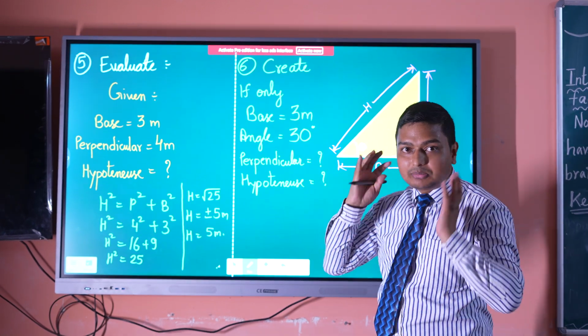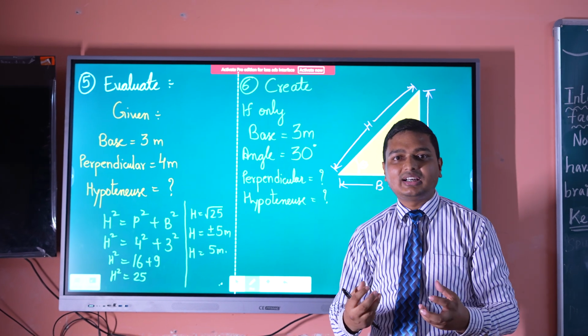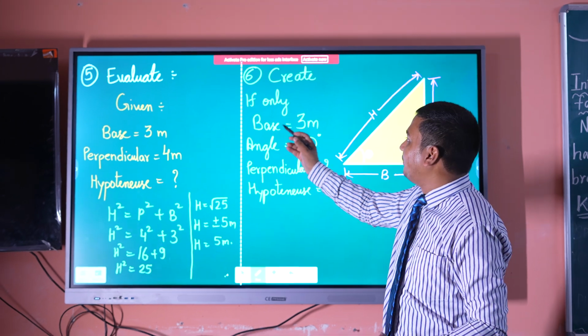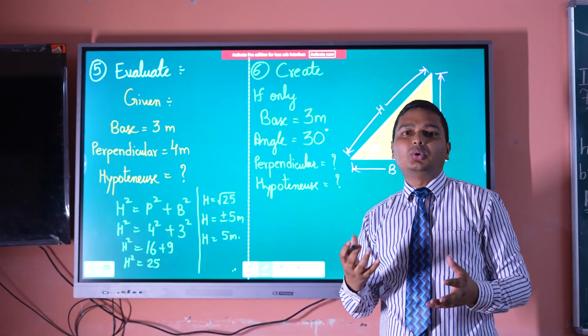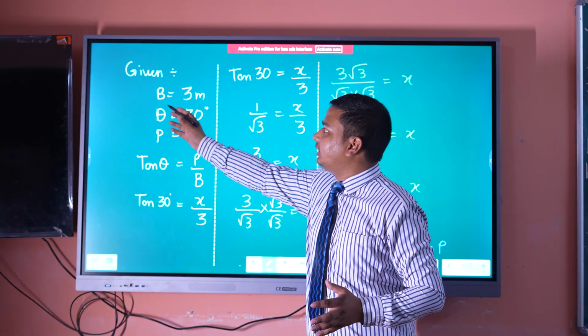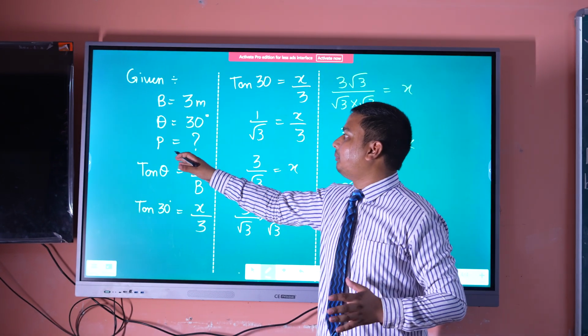So now the create level means something creative. We are going to provide questions to the students, and by that the student will understand how to solve it. The question I have given them: only the base is provided as 3 meter, the angle is provided as 30 degree, and the perpendicular I don't know how to calculate. In that condition, how will I calculate? Let me give you the example. Base is equal to 3 meter, theta is a random angle I have taken as 30 degree, perpendicular I don't know.